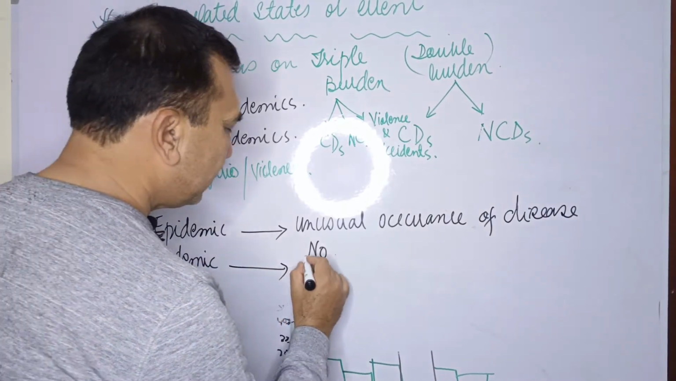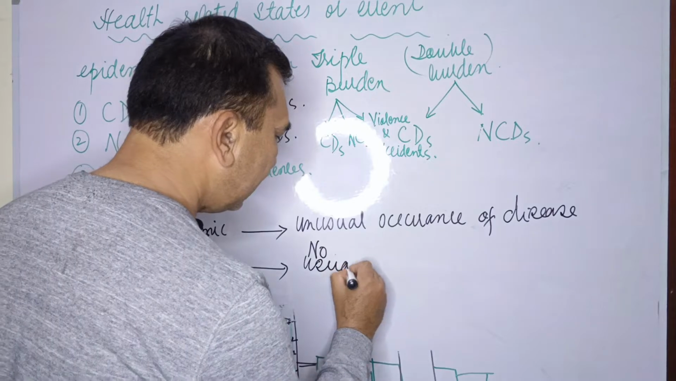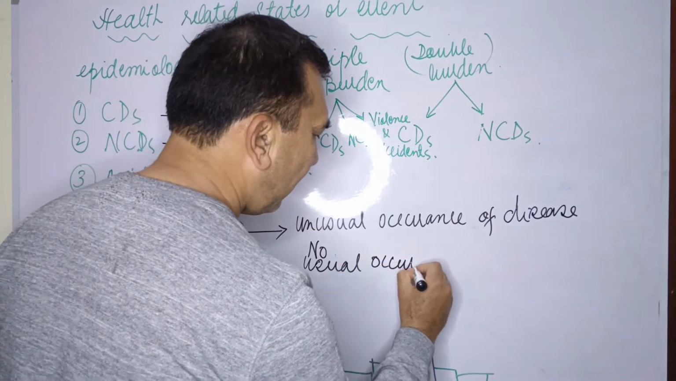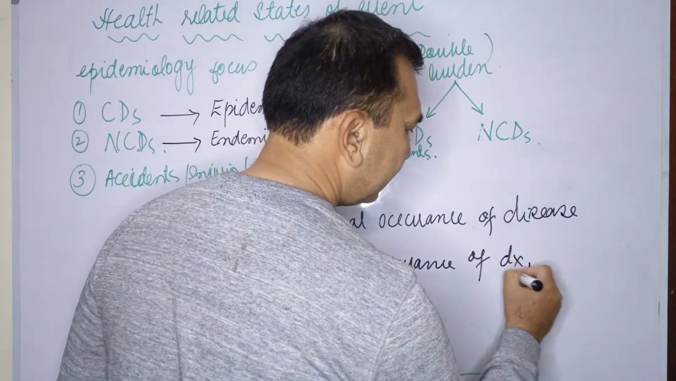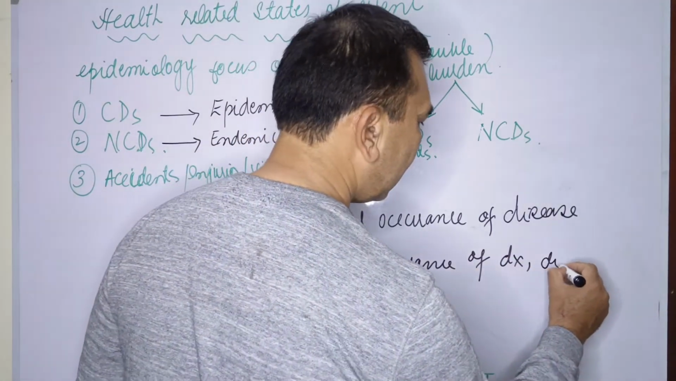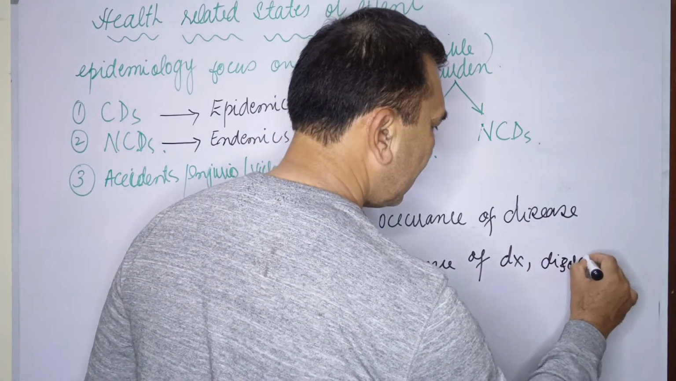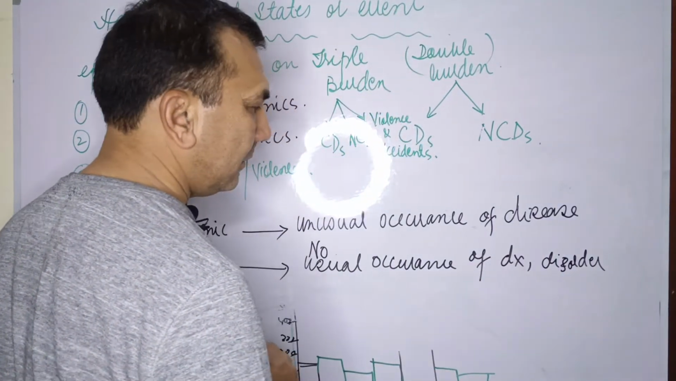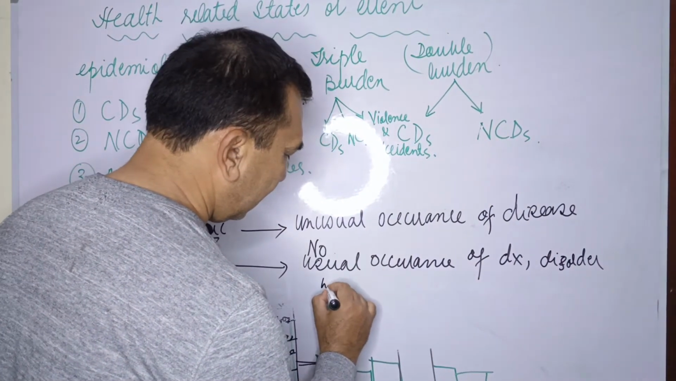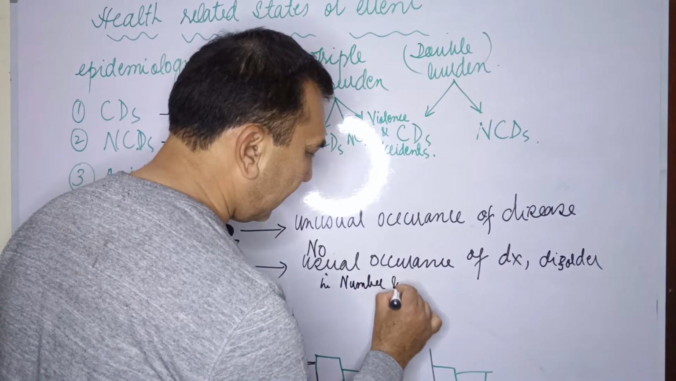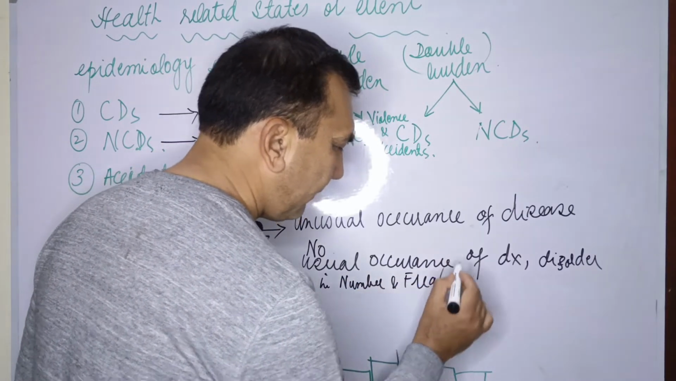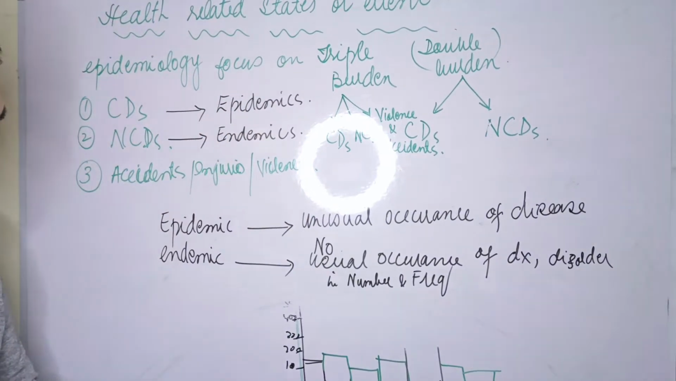Endemic is the usual occurrence of disease, or disorders, in numbers or frequency or in a proportional percentage.